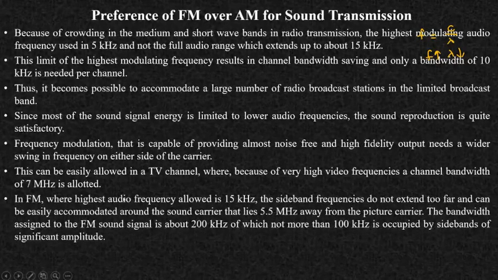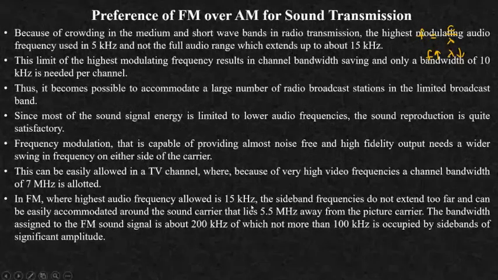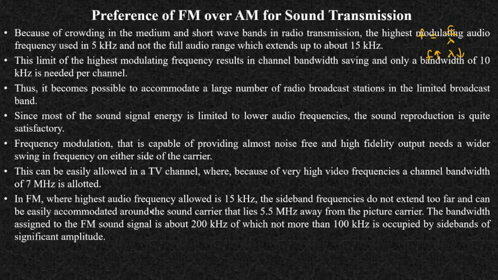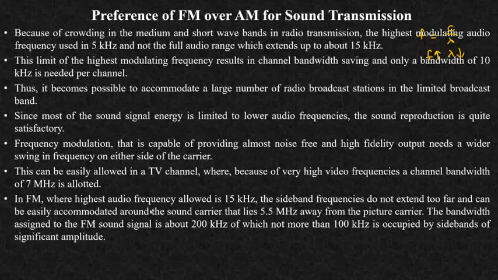So in FM, where the highest audio frequency allowed is 15 kilohertz, okay, the sideband frequencies do not extend too far and can be easily accommodated around the sound carrier that lies 5.5 megahertz away from the picture carrier. The need is that your picture carrier and your sound carrier must be way apart so that they will not intermix with each other and they will not affect the quality of each other. Okay, so here if you have 7 megahertz bandwidth, 5 is going to video, and even if you have 15 kilohertz audio with plus minus 50 kilohertz deviation, it can be accommodated in the same band.